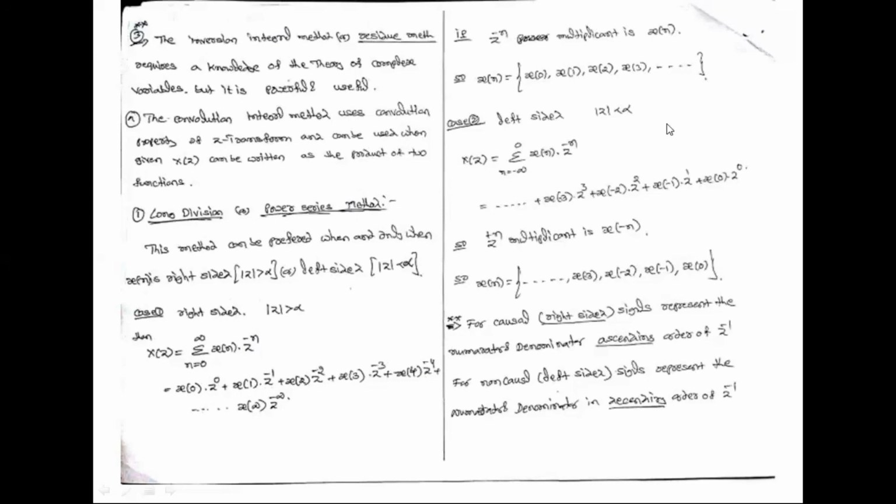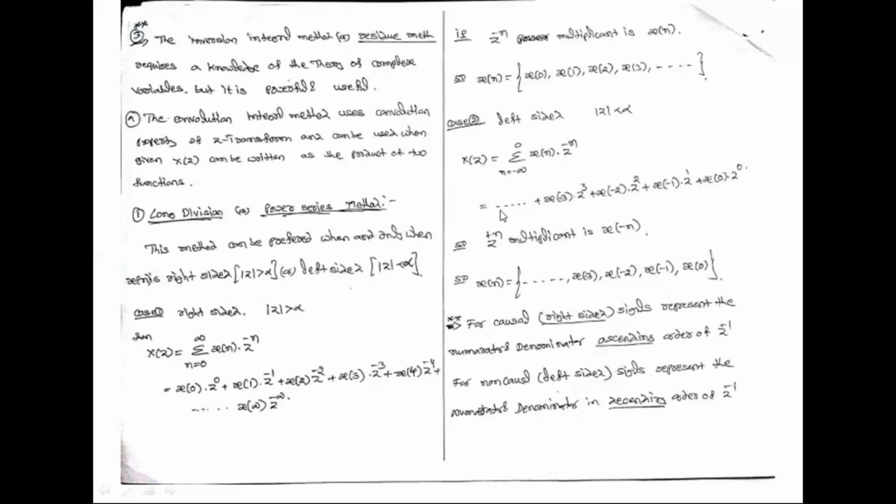And in case 2, the left-sided, z is less than alpha here. The x of z is equal to the sum from minus infinity to 0 of x of n z power minus n. Actually, it is minus 1 because it is discrete. Already we took the right side from 0, so the left side is up to minus 1. Whatever it is here, we are explaining that.